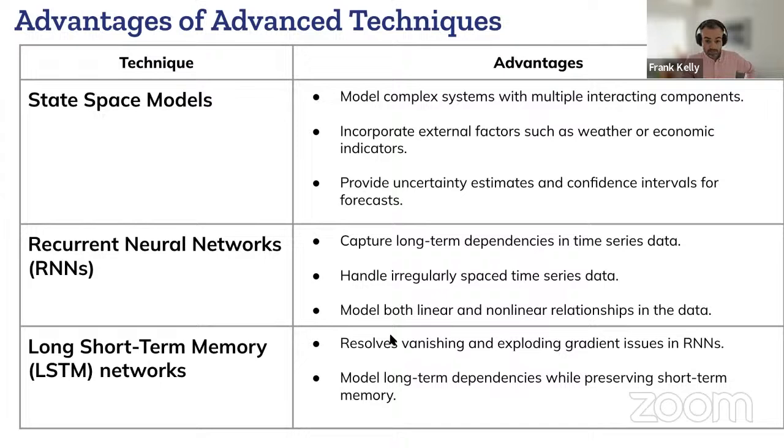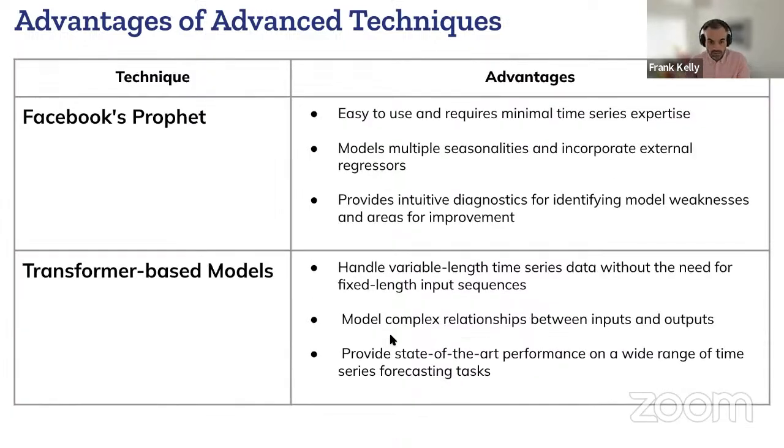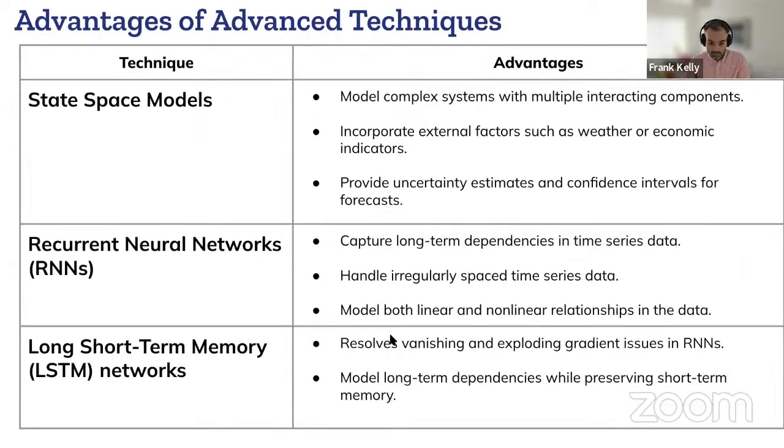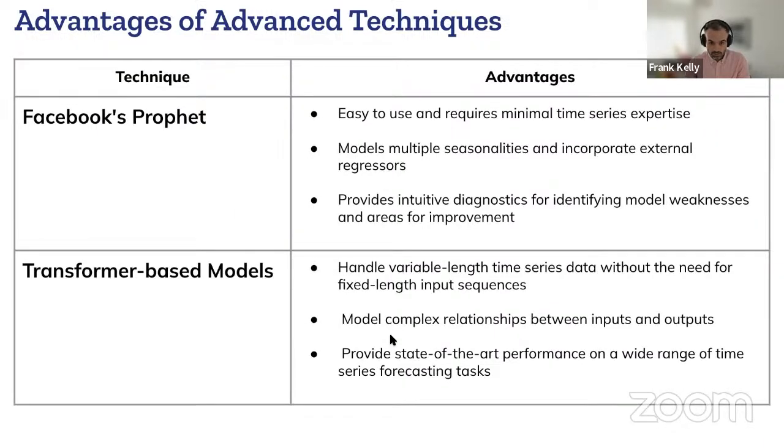And they can model linear and nonlinear relationships, so it's a wide range of forecasting tasks. Your LSTM, or long short-term memory, resolves a problem with RNNs, and it models long-term dependencies while preserving short-term memory. Prophet is easy to use, requires minimal time series expertise. It's a great benefit. All of these techniques require significant expertise and knowledge about the model and how to train them and the rest of it. Whereas Prophet is pretty much plug and play.